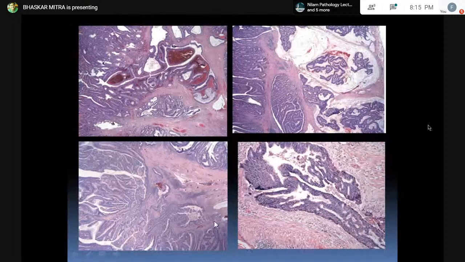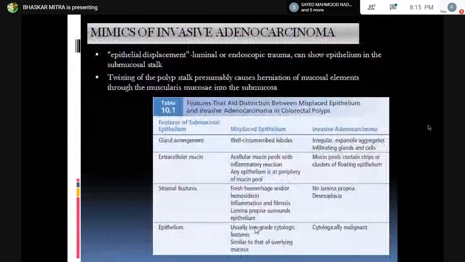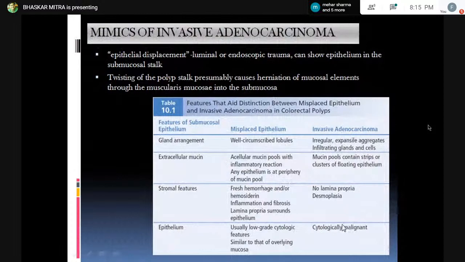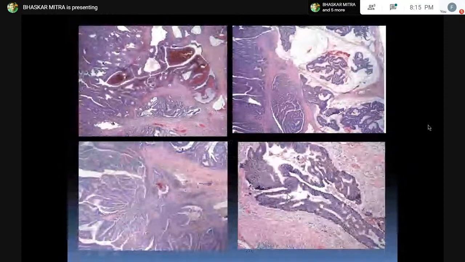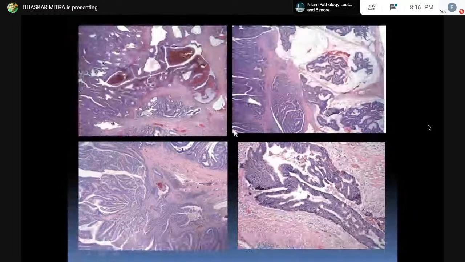Now coming to the epithelium, usually the misplaced epithelium, if non-neoplastic, does not show cytological characteristics of malignancy. But in the invasive carcinoma, the cells individually show the cytological features of malignancy. So there we have to be very cautious. Don't call the misplaced epithelium an invasive adenocarcinoma.